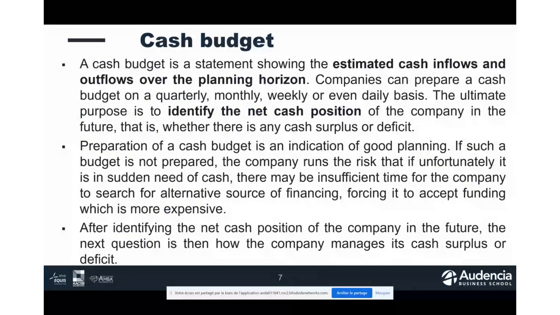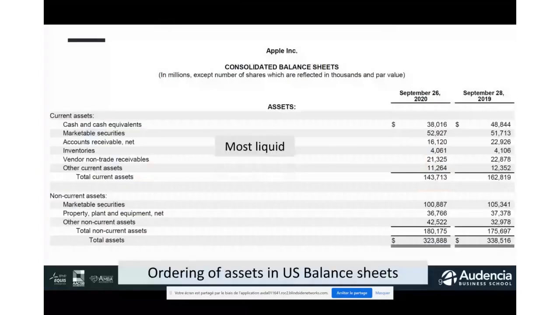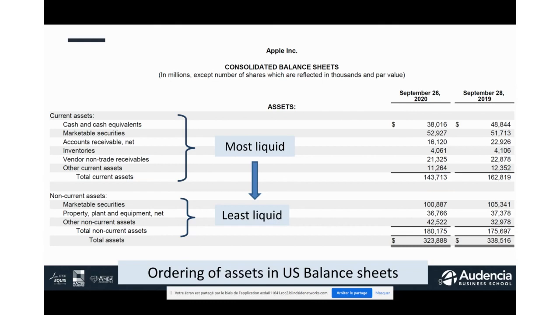So now we will see what is a simplified balance sheet and how we can use it in order to have some liquidity approach. So we take the example of Apple. In the US, like in Vietnam, we start with the current assets, and after we have the non-current assets. So we start with the most liquid, and we finish with the least liquid.